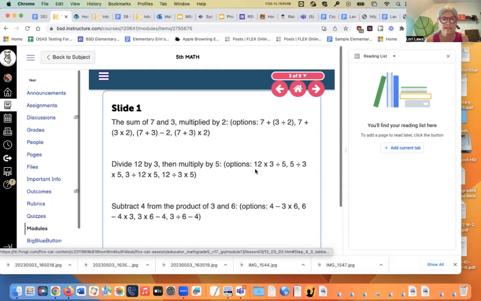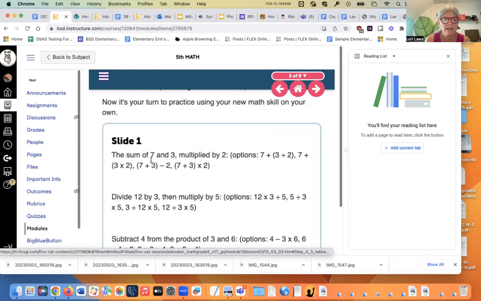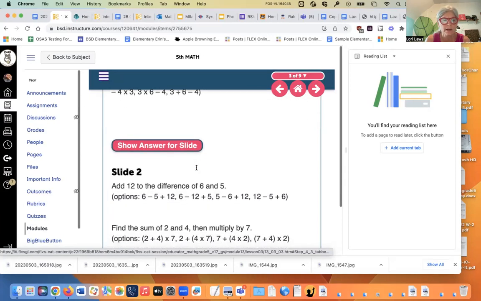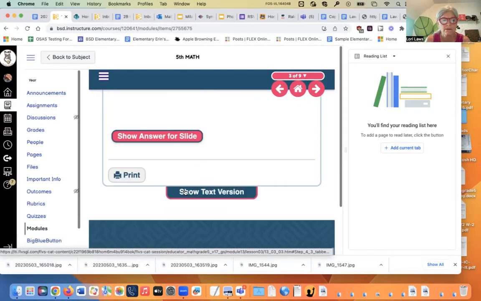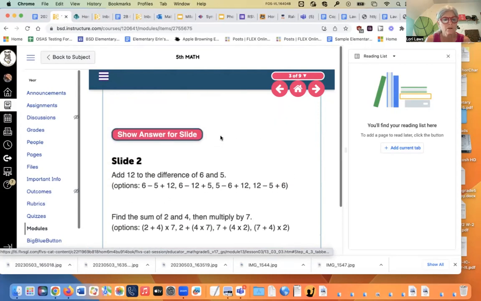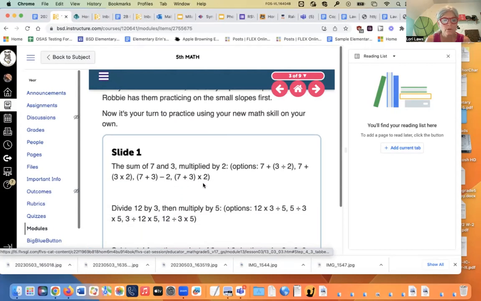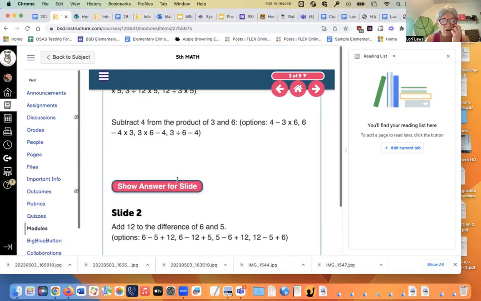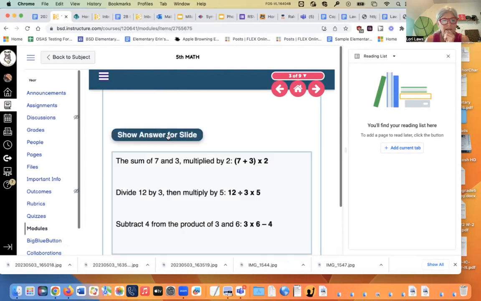Here's another one. The sum of 7 and 3 multiplied by 2. So you're going to have to do the sum of 7 and 3 and then times it by 2. I don't know why they're showing all these different ways of doing it. The sum of 7 plus 3 multiplied by 2. Oh, they're showing you some options. It's your turn to practice. I think this has already been opened up to the written answer. I don't know why it's doing that. So on number 1, it's kind of weird the way it's written, but this one would be the correct answer. I don't know why it's like that.